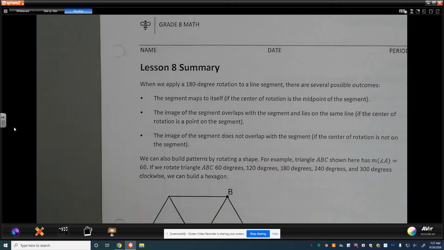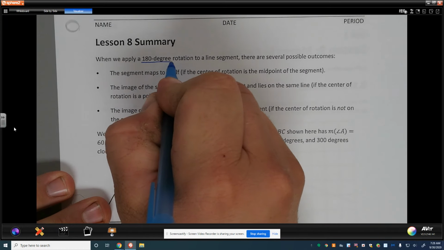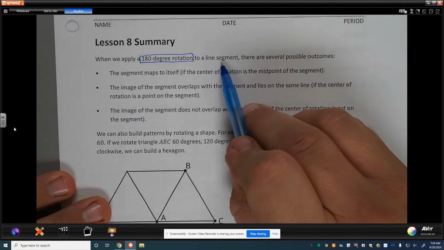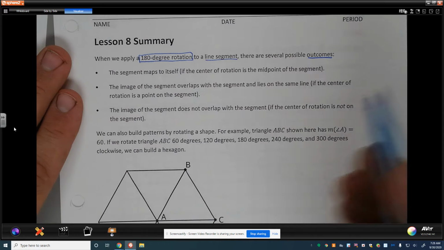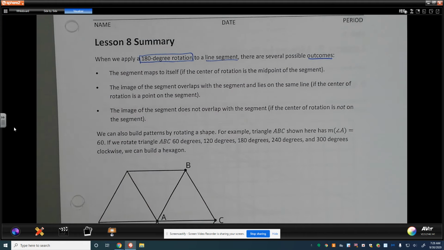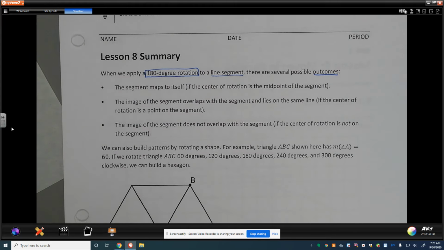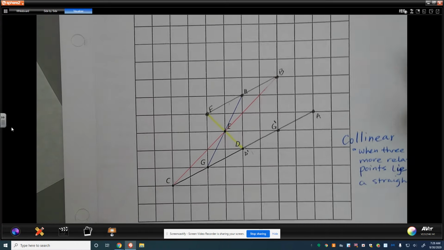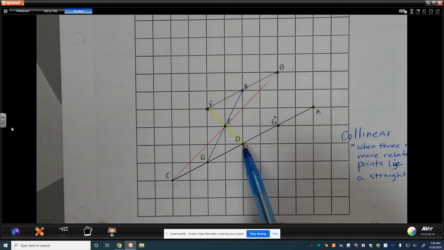To recap with our lesson, what we want to see with this is when we apply a 180-degree rotation to a line segment, there are several possible outcomes. First off, the segment might map to itself, meaning that the segment will just snap back right to the original where it was at the very beginning. We can see that from this problem right here, that if we rotate around center G, it snaps back or maps back onto segment CD, where D came here and C was here.